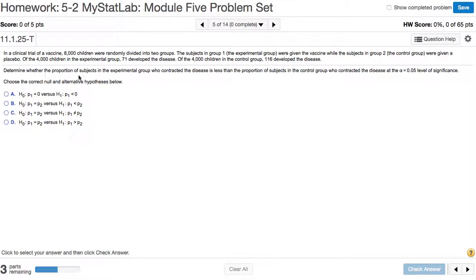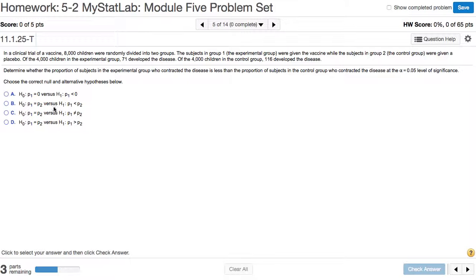So here we have determine whether the proportion of subjects in the experimental group who contracted the disease is less than the proportion of subjects in the control group who contracted the disease at the 0.05 level of significance. So first of all, the null hypothesis, null means no change, or that if you subtract the two, they'd be equal to 0. And here the proportion, so we can count this one out because it's not that the proportion equals 0, it's that they aren't different. So here they're equal, so all three of these are equal.